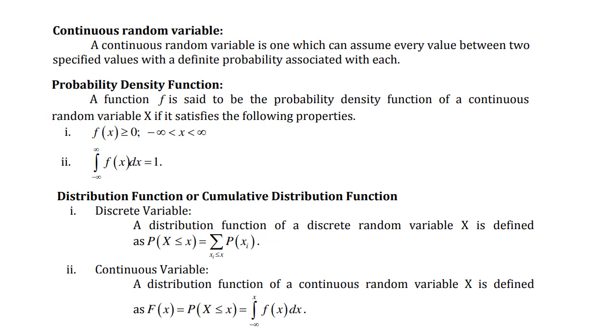So cumulative distribution function for discrete case is that F of x equal to P of X less than or equal to x is equal to summation of P of xi, and for continuous variable it is going to be F of x is equal to P of X less than or equal to x is equal to integral from minus infinity to x f of x dx.